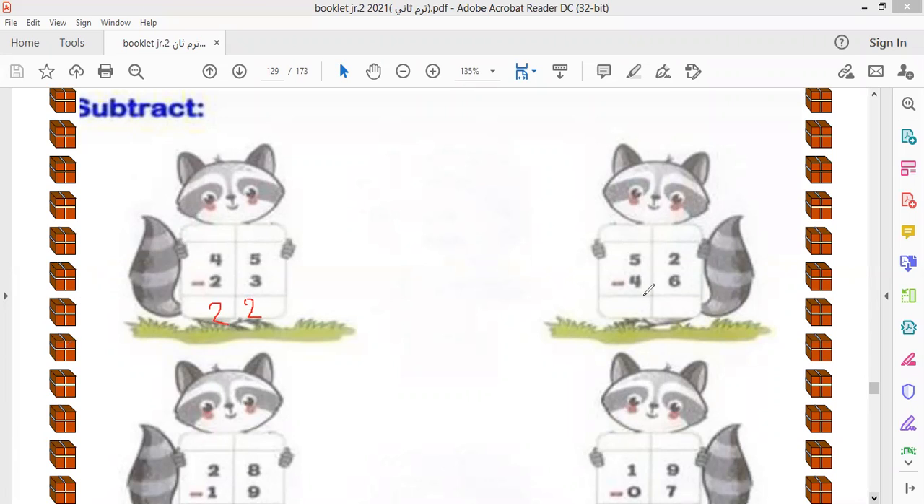Here we have 52 minus 46. 2 minus 6 doesn't work. So we go to 5 and borrow 1. 5 becomes 4. And 2 becomes 12. 12 minus 6 equals 6. And 4 minus 4, 0. Excellent.